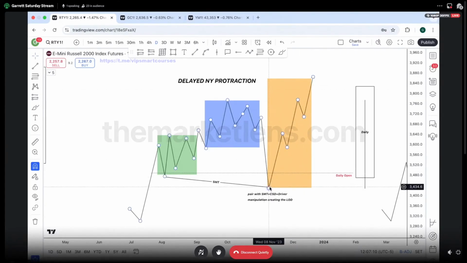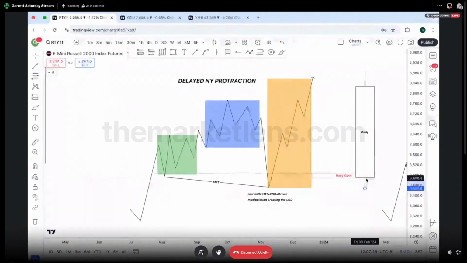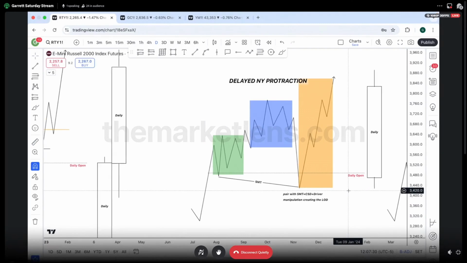If this manipulation happens at like 12 p.m., that's totally irrelevant, totally an invalidation. If this happens at 9:30, that's good, right? Or 8:30, it manipulates, and then 9:30 expands. That's what we want to see. And again, pair it with the volatility driver, SMT, CSD. So pretty simple stuff. Now we're going to get into some examples here.